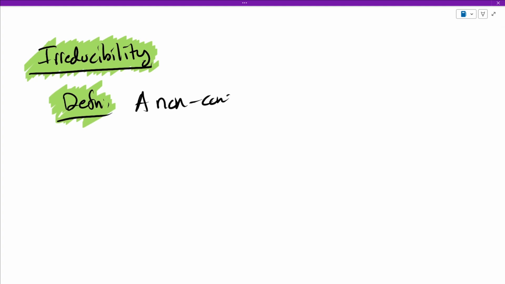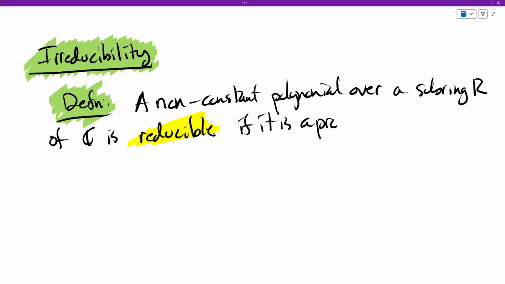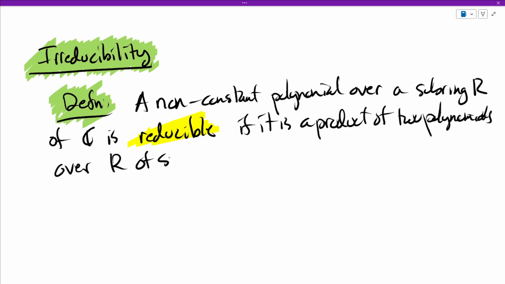A non-constant polynomial over a subring, usually this is going to be a subfield, R of C, is reducible basically if it factors. So if it is a product of two polynomials over R of smaller degree.